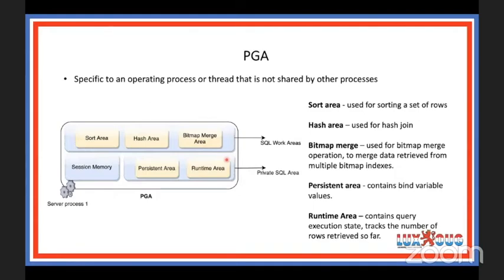Persistent area contains bind variable values. Runtime area contains query execution state. How many rows retrieved so far?